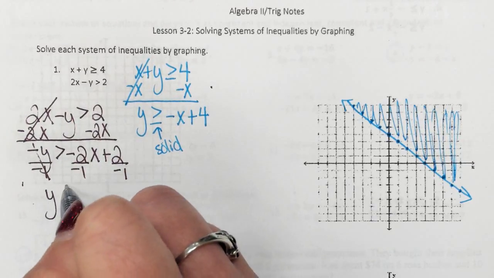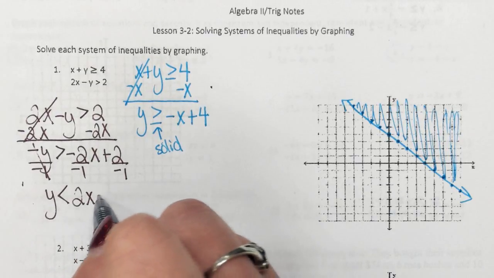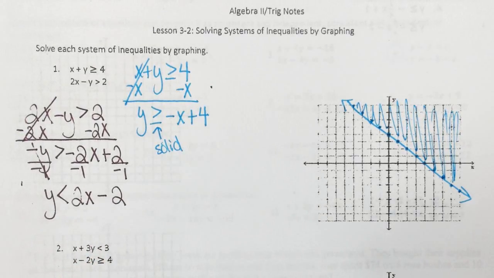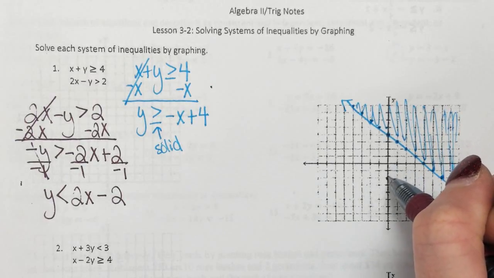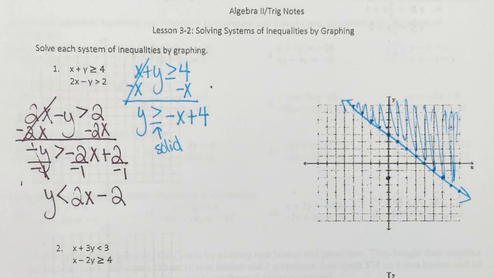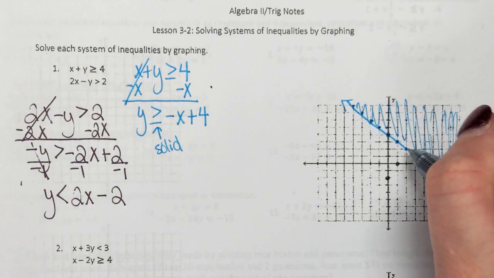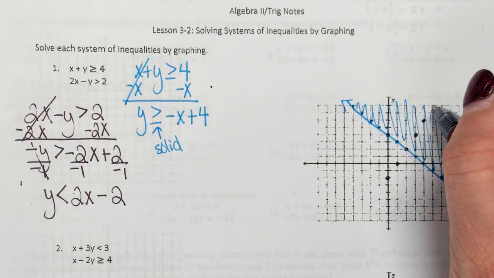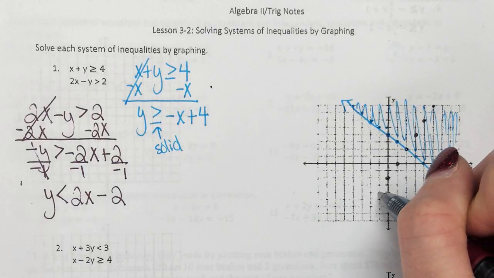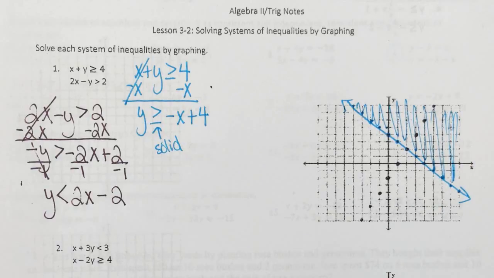So it's not greater than anymore. It's going to be less than. And that'll be a positive 2x and a negative 2. All right, then we're going to graph it. We're going to go down 2. All right, then we're going to go up 2 and right 1. And then we can go the other way. We can go down 2 and left 1.